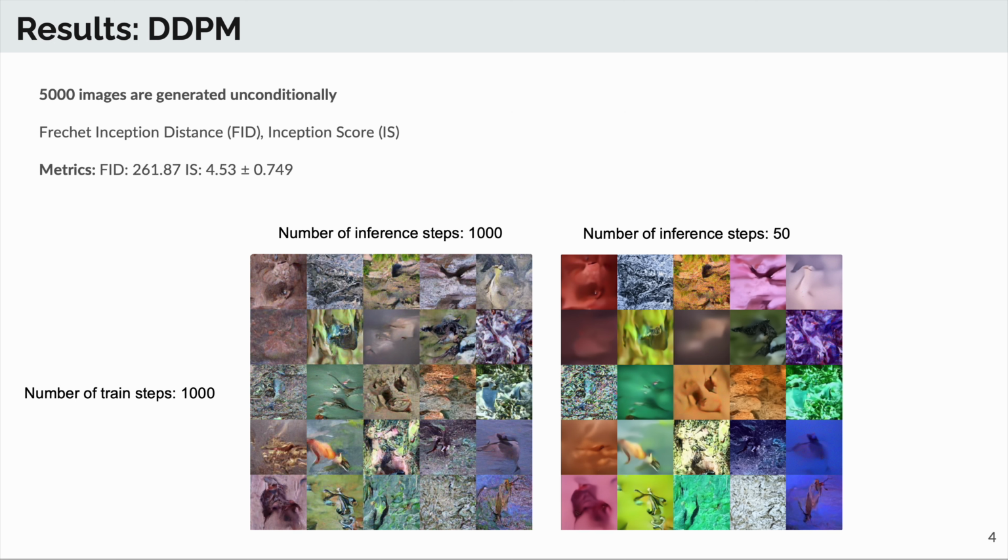For inference, we generated 5,000 images unconditionally. The metrics we used were FID and inception score. The FID score was 261 and the inception score was 4.45. Although these are not good scores, we did observe some structure in the generated images. We also compared different numbers of inference steps and noticed that while DDIM can reduce inference time, it can also lead to blurriness when reduced too much.